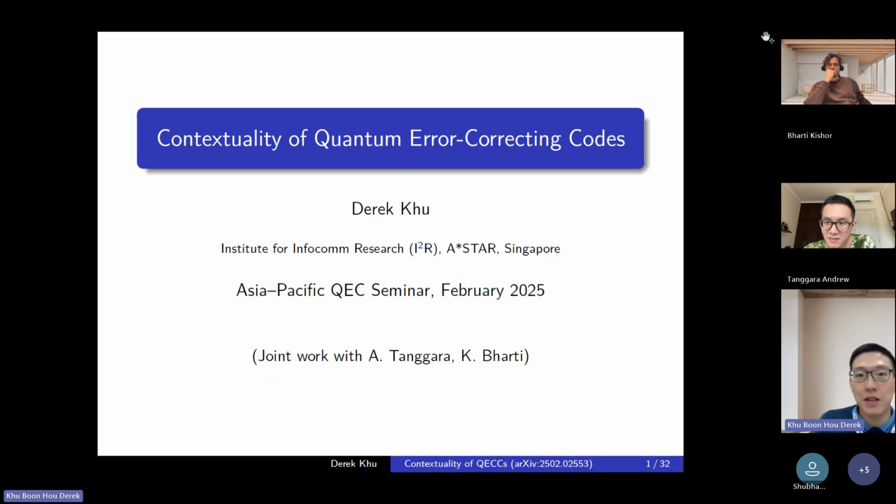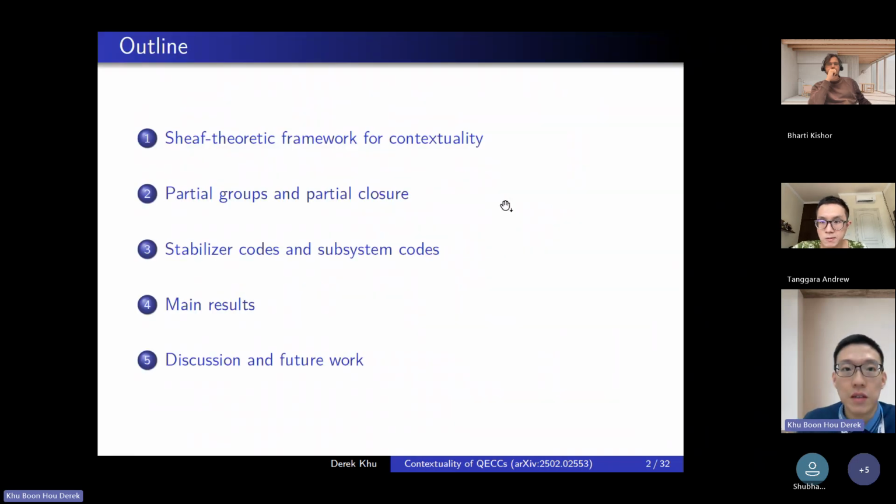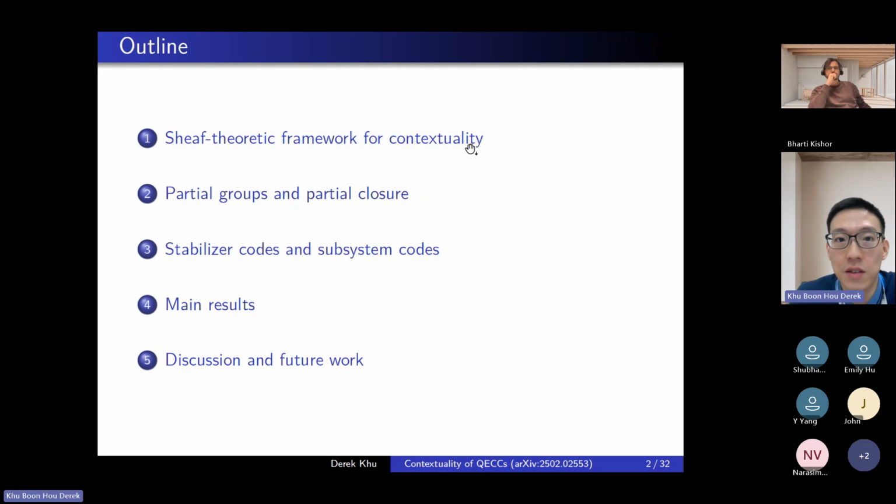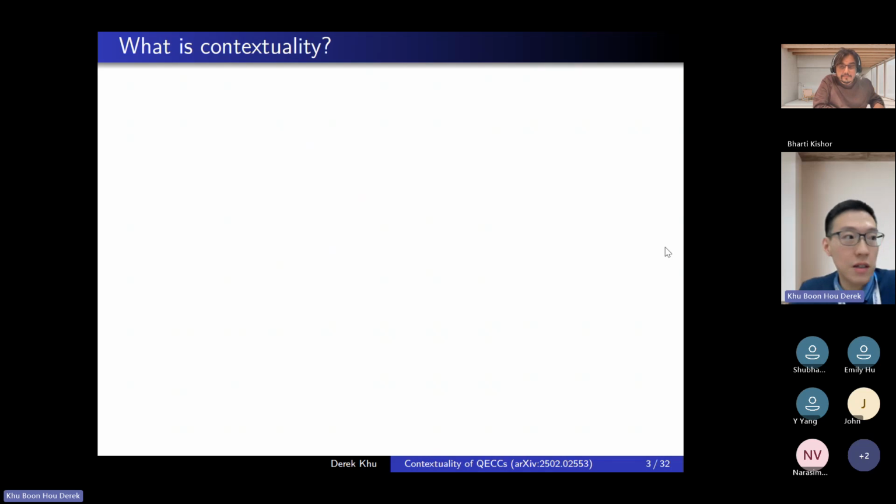Hi. Yes. So today I'll be talking about this recent paper of mine and Kishore and Andrews. We were looking at how to define the contextuality of quantum error correcting codes. A brief outline of what I'm going to be covering today: I will first be talking about the sheaf theoretic framework for contextuality, so how we define contextuality in the sheaf theoretic sense. Then we talk about partial groups and partial closure. Then I'll give a brief recap of what stabilizer codes and subsystem codes are and define what contextuality means in that context. Then we can discuss some of the main results of the paper, and finally the discussion, a summary of what we have.